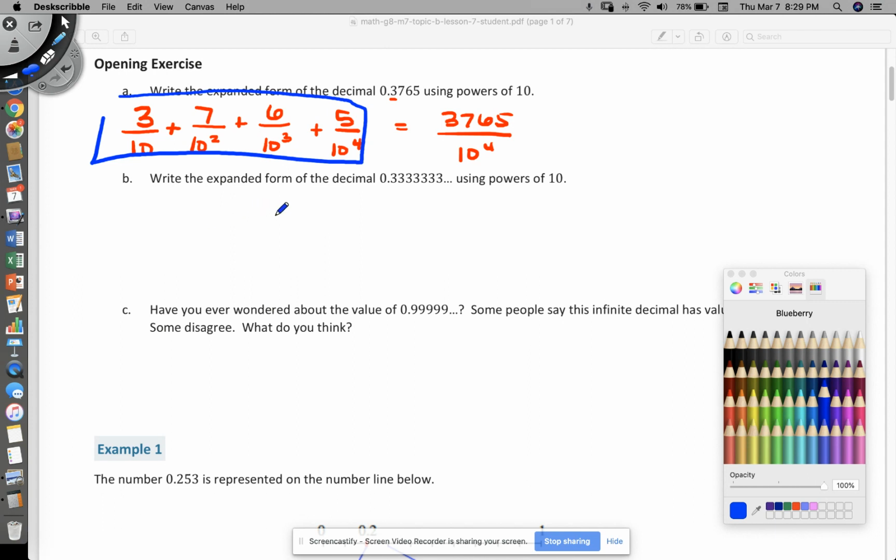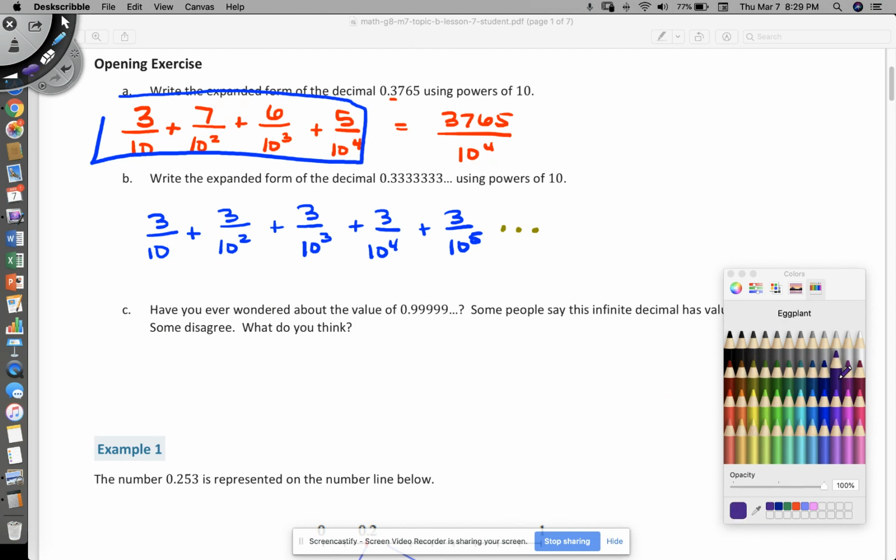We have a repeat decimal. Now, repeat decimals are a little different because they don't terminate. They're never ending. But we can still do some. So we're going to do 3 over 10 plus 3 over 10 squared plus 3 over 10 to the third, plus 3 over 10 to the fourth, plus 3 over 10 to the fifth. And you can keep doing this forever, but we're not going to. We're just going to give it a little dot, dot, dot. And that's all they want right now.